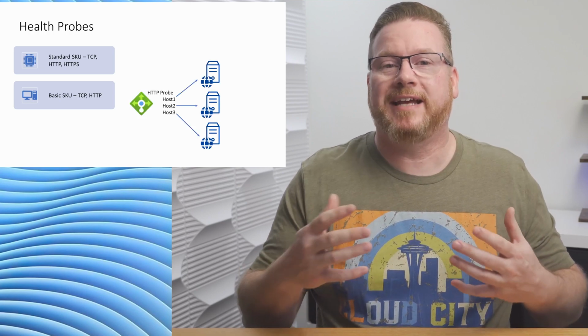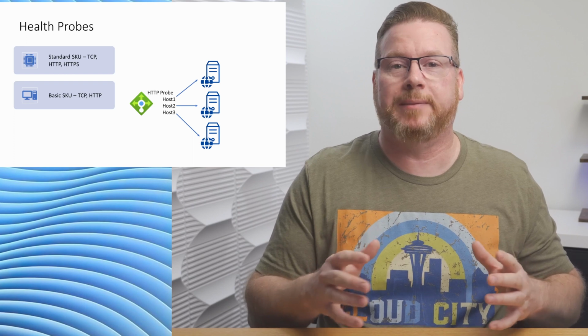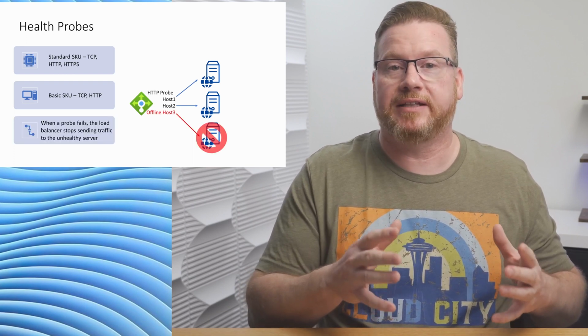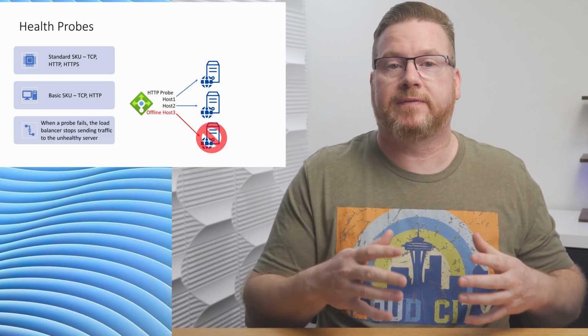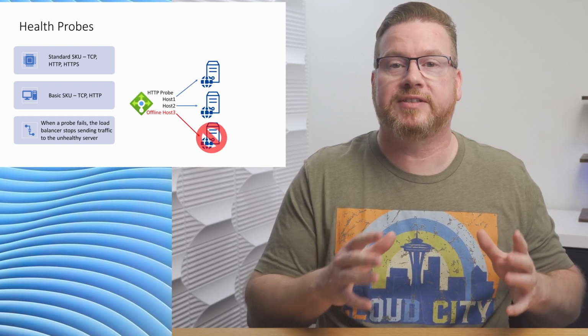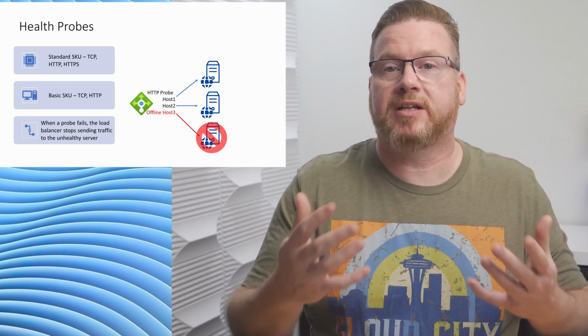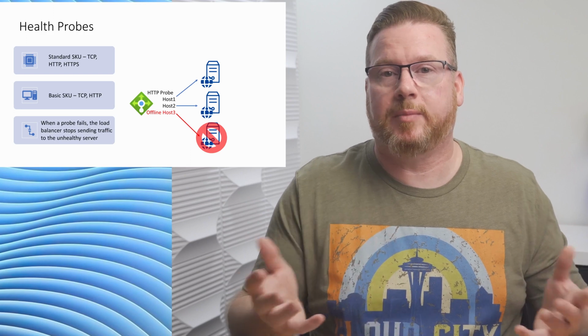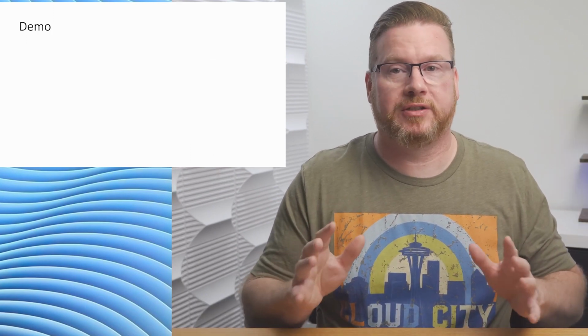The health probe tests the availability of each host in the backend pool. If the service on the host becomes unavailable, the server is marked offline and client connections stop going to that host. The host is marked online when the service becomes available again. Coming up, we'll deploy an internal load balancer.